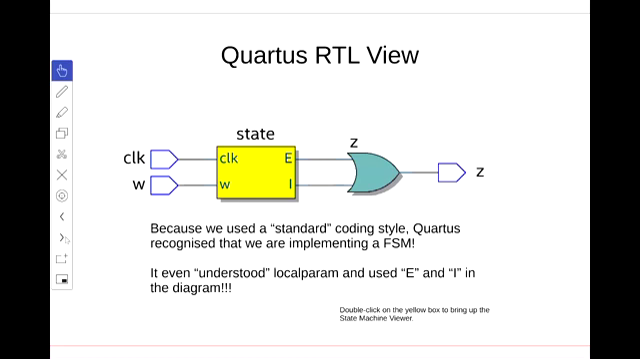Looking at the RTL view, we suddenly see something new, not a yellow canary, but a finite state machine in yellow. Because we followed these basic coding guidelines, Quartus recognised we were coding up a finite state machine and drew it as a block here with W as the input, and it even understood my localparam and called the outputs E and I. That's pretty cool, actually. Pretty cool. But it sort of furthers my claim that everything's a finite state machine. So I'm teaching you what everyone else is doing. I'm not making things up because I'm academic. This is how the real world works.